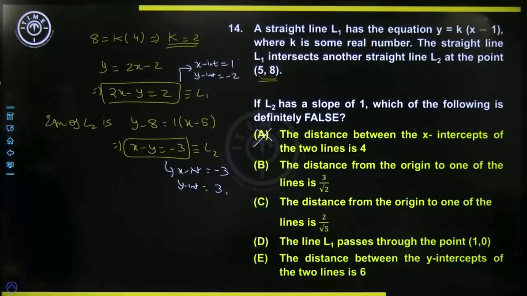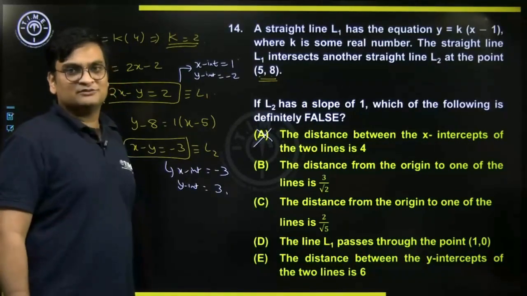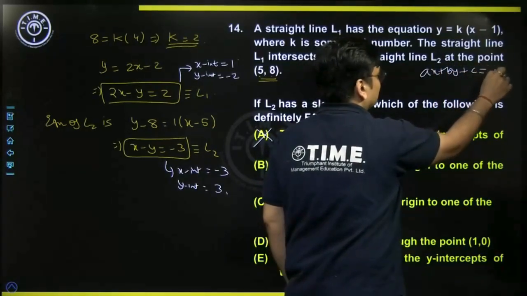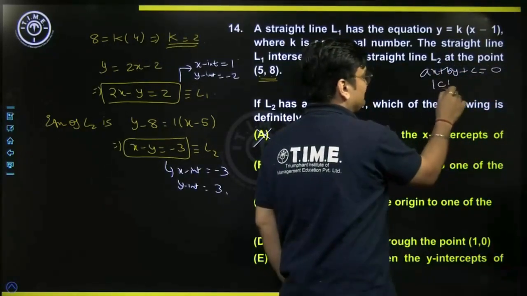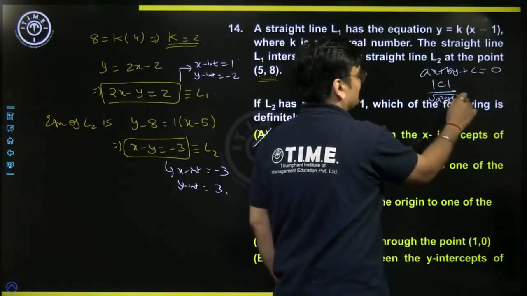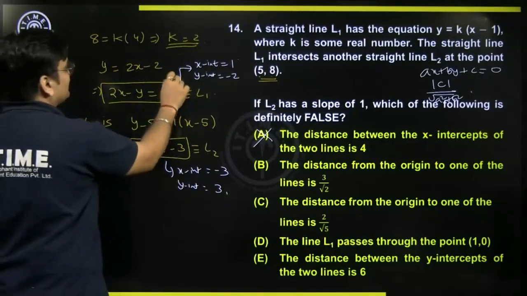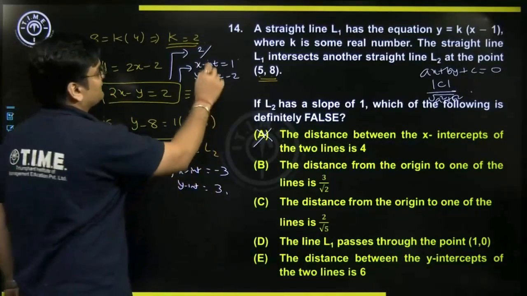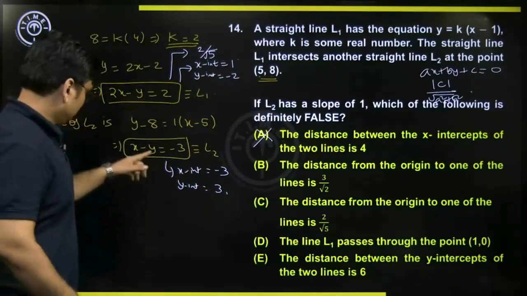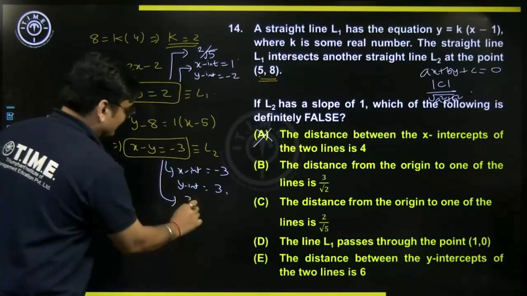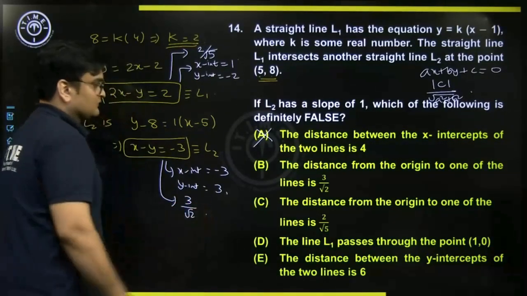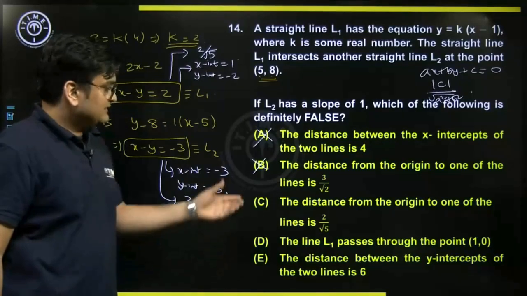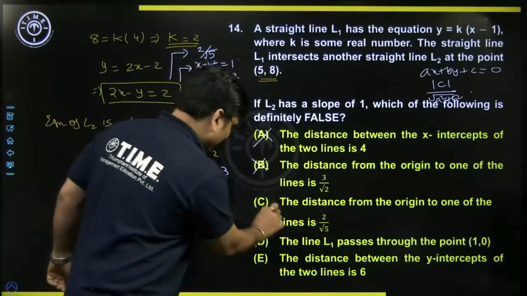Not my answer. The distance from the origin to one of the lines is 3 by root 2. For a line ax plus by plus c equal to 0, the distance from the origin is nothing but mod c by root over a square plus b square. So for this line, what will be the distance from the origin? It's going to be 2 by root over 2 square plus 1 square, which is 5, root 5. This is going to be 3 by root 2. The distance from the origin to one of the lines is 3 by root 2. Yes, that's also correct. Not my answer. The distance from the origin to one of the lines is 2 by root 5. Yes, that's also correct. Not my answer.